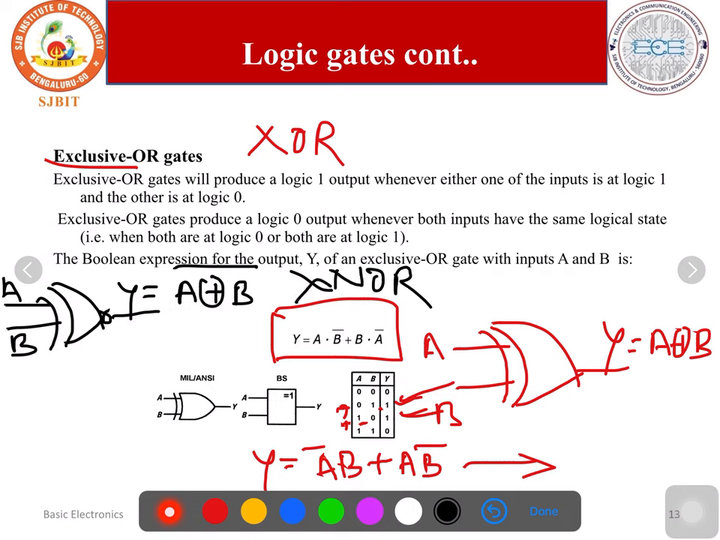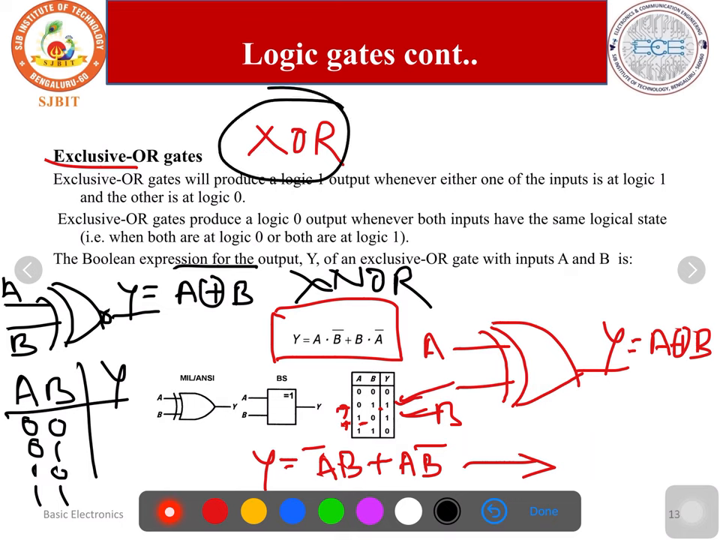Then how to write the truth table? A and B are the inputs, Y is the output. 0 0, 0 1, 1 0, 1 1. It is the complementary form of the XOR gate. That means if both the inputs are similar, then the output is high, that is 0 0, 1 1. For the other combinations, it is 0.